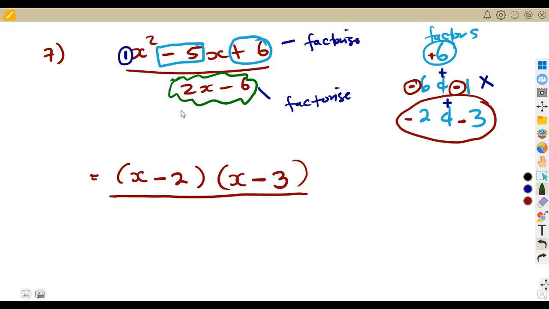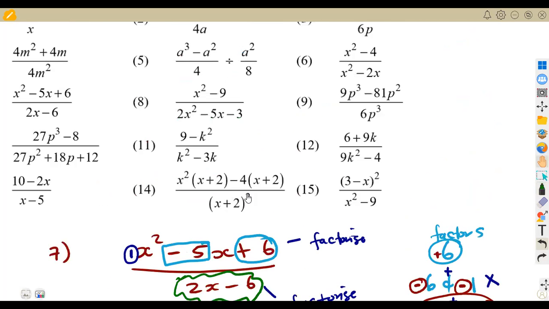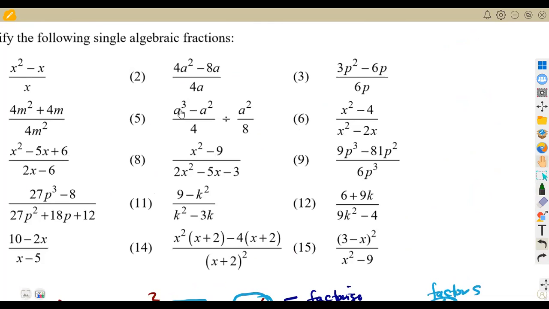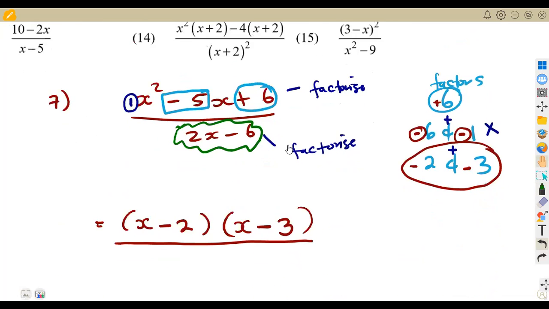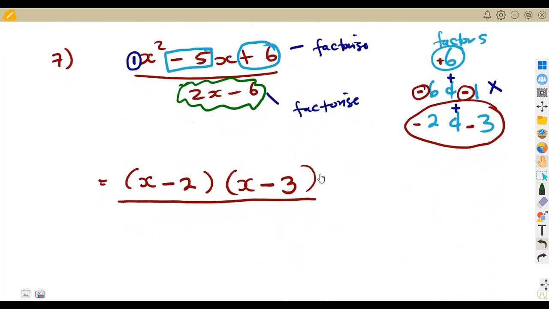This one is a binomial expression, which is straightforward, just like the other binomial expressions that we have been checking around here, like a cubed minus a squared, x squared, 3p squared minus 6p. Those were direct expressions where you just have to factor out a common term. The common term between 2 and 6 is a 2, right? X is not common here. So you're going to take 2 as your highest common factor, then we can divide.